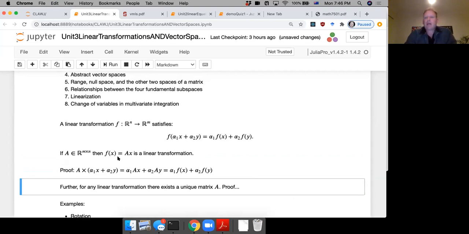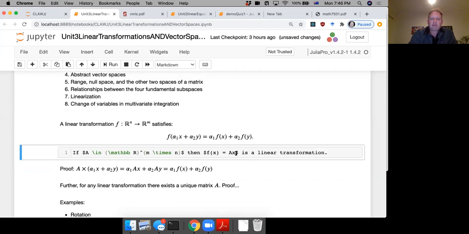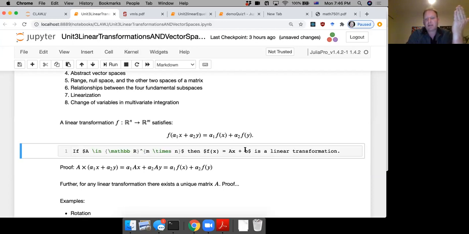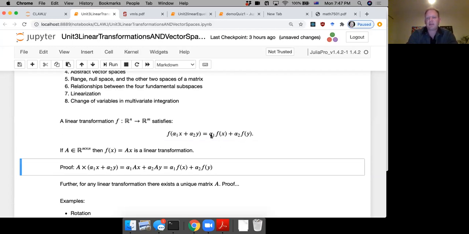Okay, that's not so surprising. I mean, you multiply by A, you'd think that's linear. By the way, if you add a vector B, this is called an affine function, and in general, it's not a linear transformation. It feels like a linear transformation, but it's not a linear transformation according to this definition.